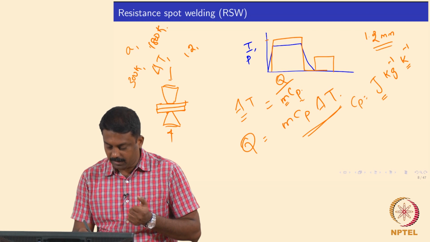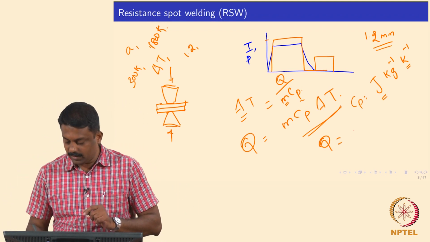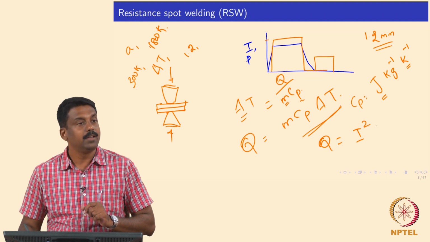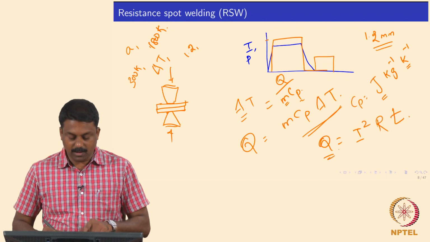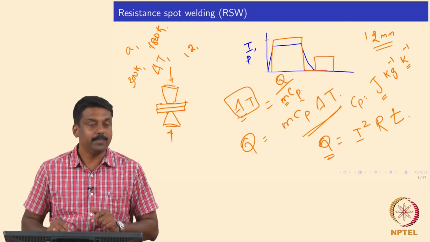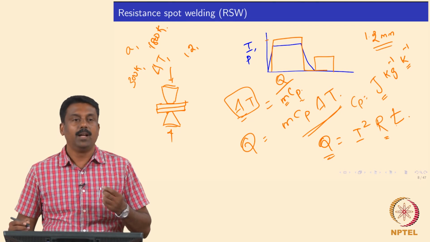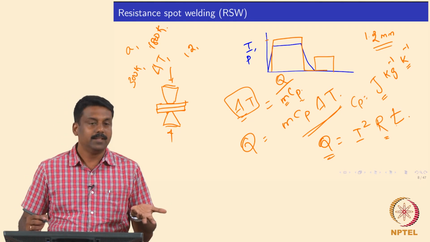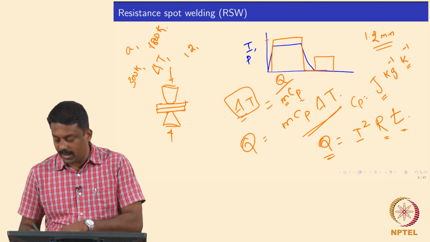So, you apply load, isn't it? We already know Q is I squared R T, exactly. Now we need to know delta T, isn't it? So, how do you calculate delta T? Once you know R4 or R3, the contact resistance, we can measure the Q, say for a given time and a given current.